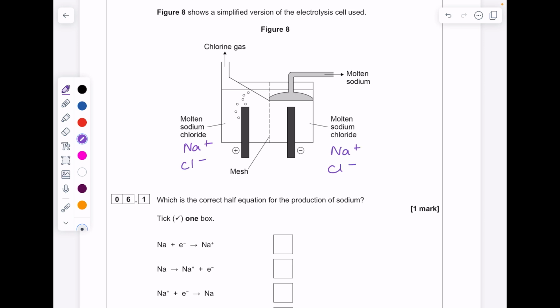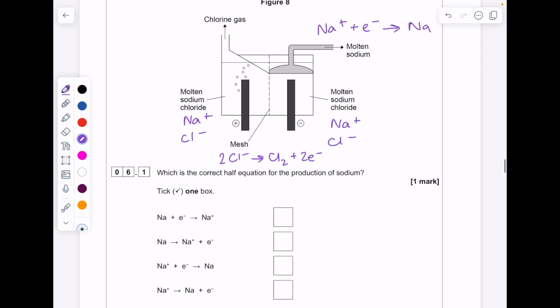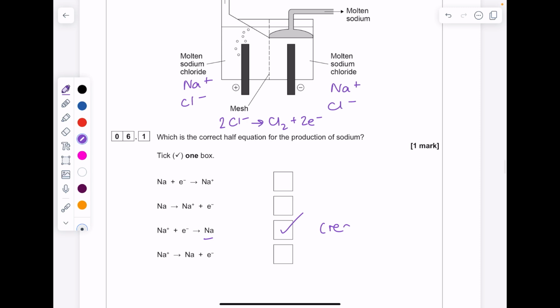So remember that at the positive electrode, the anode, you're going to have chloride ions being attracted. So there's the half equation occurring there. And then at the negative cathode, your sodium ions will be attracted. So we can see reduction occurring, which is the correct half equation for the production of sodium. I've actually already done that. We need a neutral sodium being produced. It's this reaction here, which is reduction, because electrons have been gained.